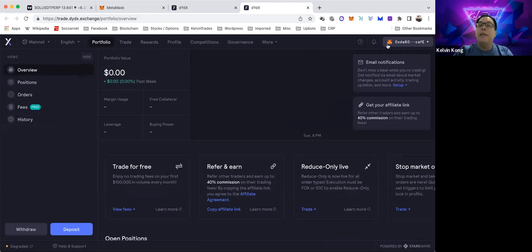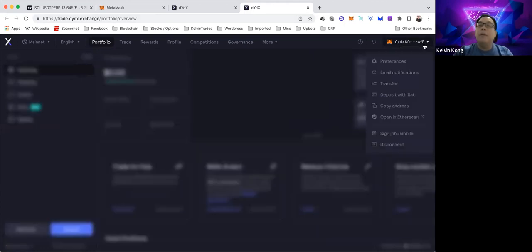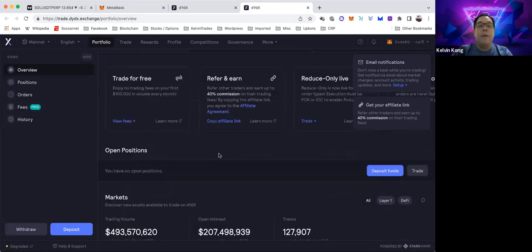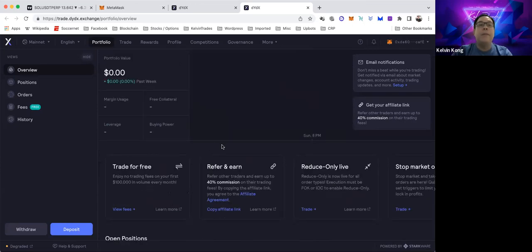I've connected my Ethereum wallet. If you remember, I didn't choose the address. It was just randomly given to me. So this is my Ethereum wallet. I just connected it to DYDX. I haven't traded on DYDX before, so I haven't figured out how to trade. But basically that's what the MetaMask wallet can do besides storing coins for you.